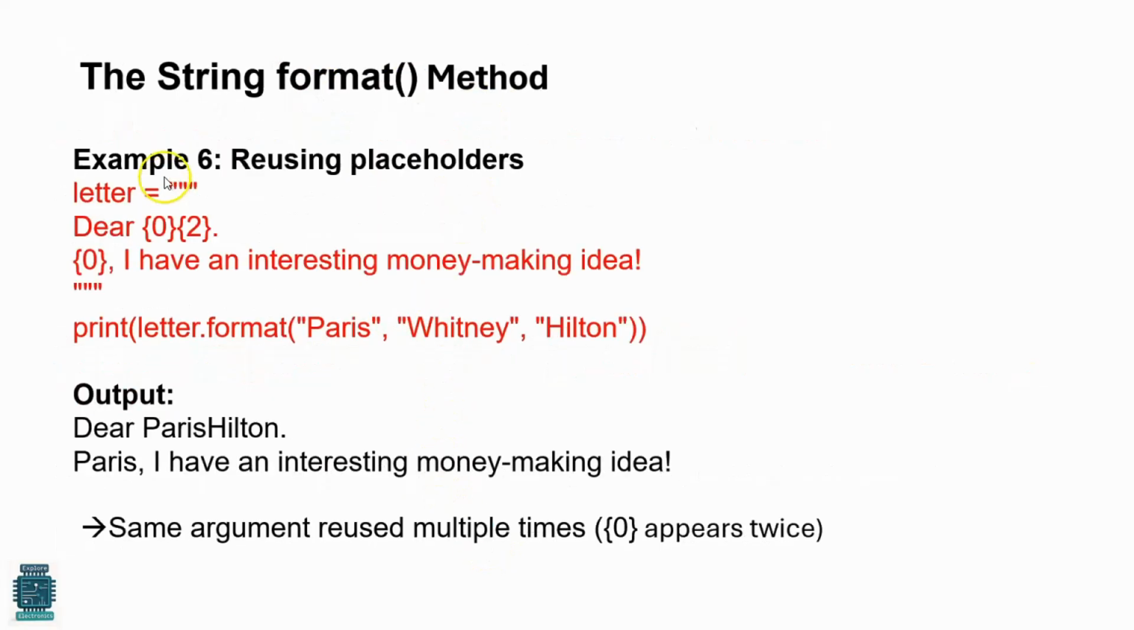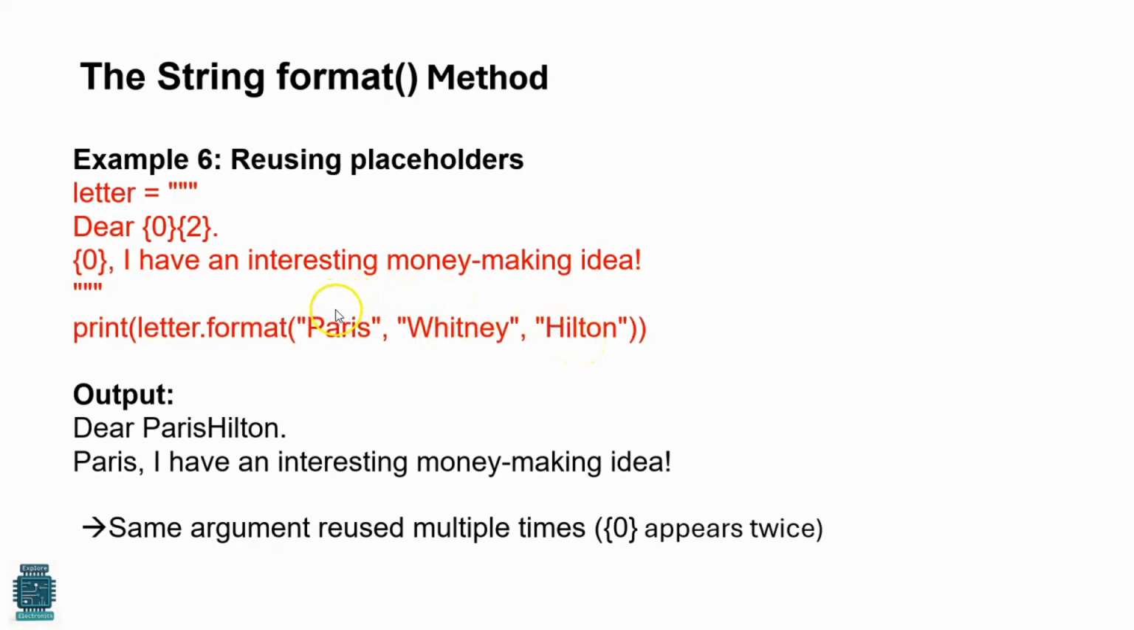Very clear? This is a very interesting example, that is reusing the placeholders. For example, I am taking letter is equal to dear {0} and {2}. 0th position and second position. Again I am reusing the 0th position. After that I have written some sentences, whatever I want to convey. I have an interesting money making idea. Got it? After that it will print letter.format Paris, Whitney and Hilton.